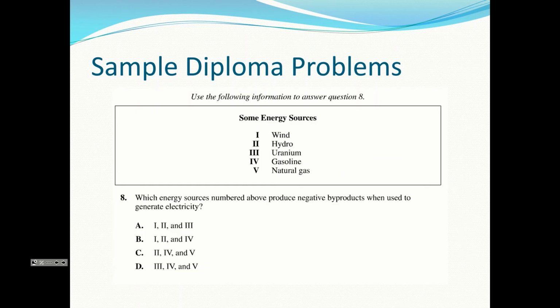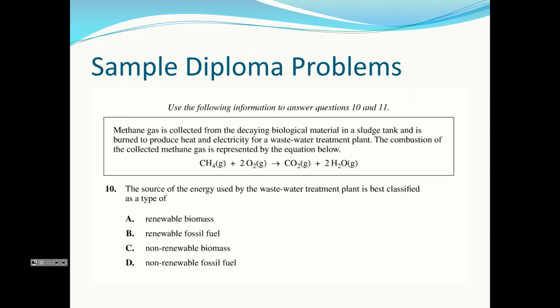Which of the sources numbered above produce negative byproducts when used to generate electricity? So this creates no negative byproducts, but uranium fission does, with nuclear waste. Gasoline gives greenhouse gases, and natural gas gives greenhouse gases. So 3, 4, and 5 would all create negative byproducts.